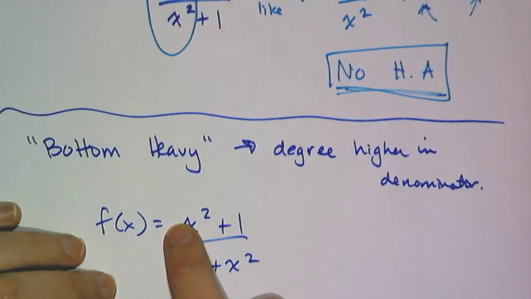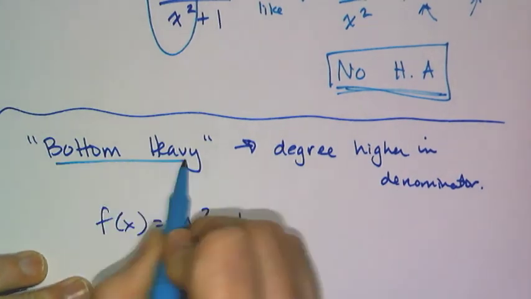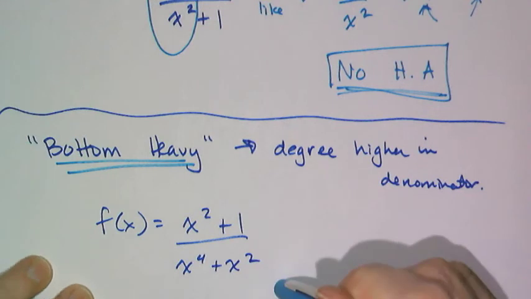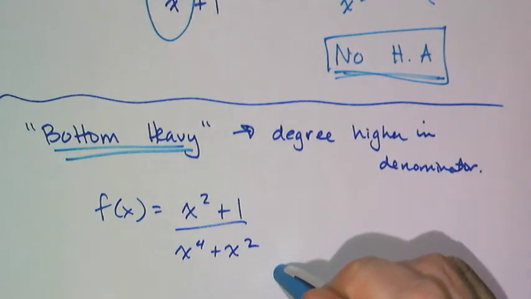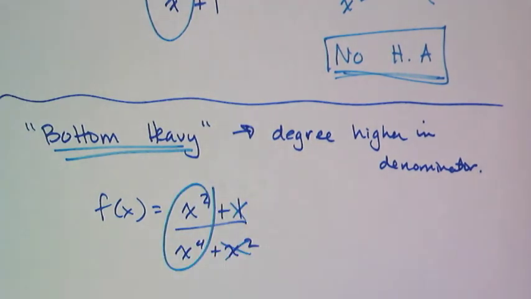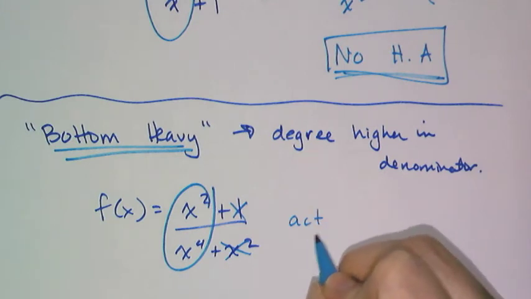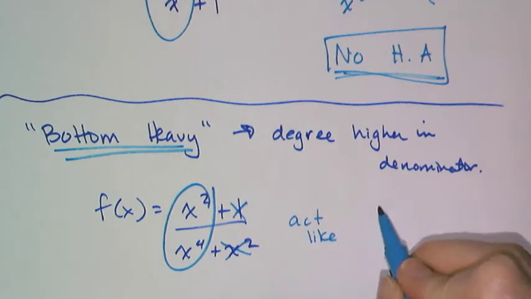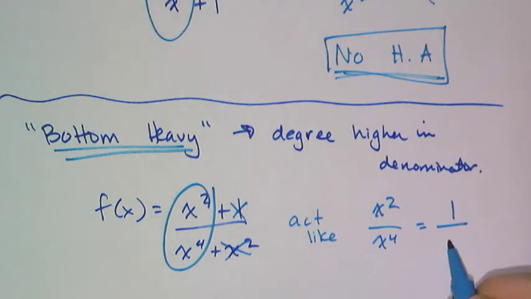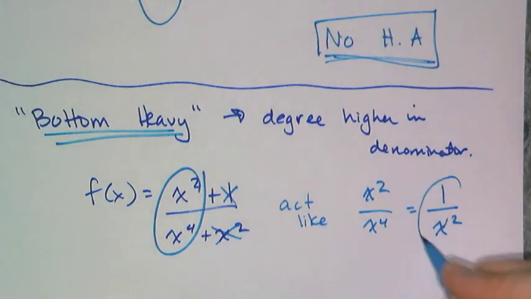The second type of rational function I have is the bottom-heavy type, where the degree is higher in the denominator. So this, for example. And like the polynomials, I can ignore these terms and totally focus on the highest degree. So this function is going to act like x squared over x to the fourth, which means it's going to be just like 1 over x squared.